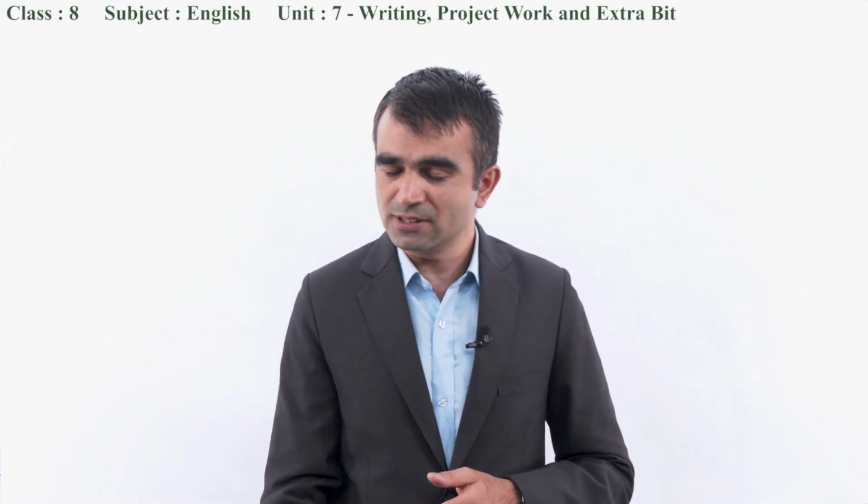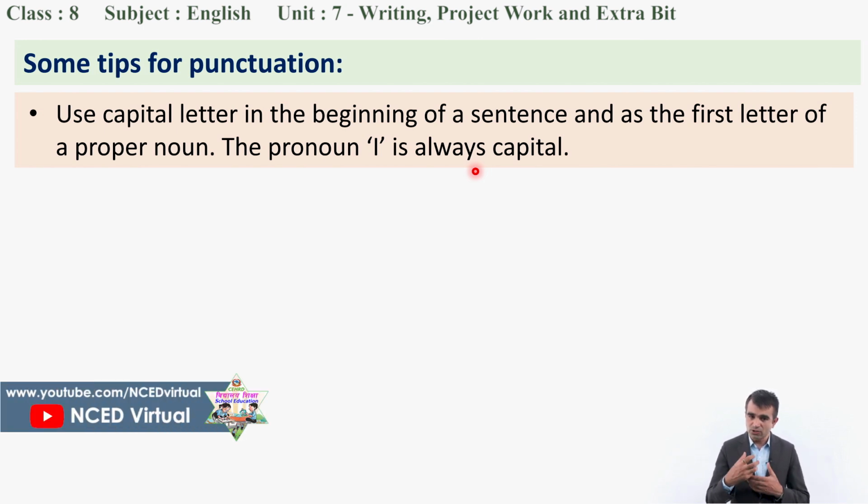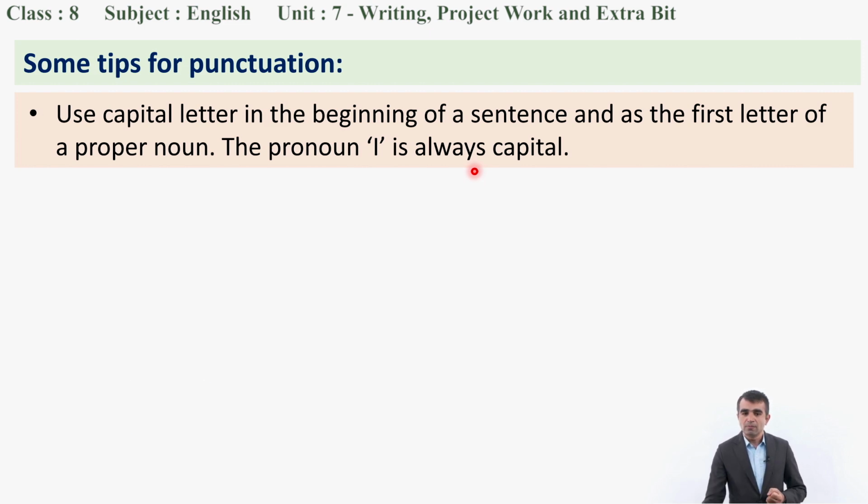Okay, some tips. Well, first thing you should remember: use a capital letter at the beginning of a sentence and as the first letter of a proper noun. The pronoun I is always capital. Now, when you are punctuating, when you are making corrections to a paragraph, you should always remember that the first letter of a sentence should be capital and the first letter of a proper noun, name of person, place, should also be capital, and the pronoun I is always capital.